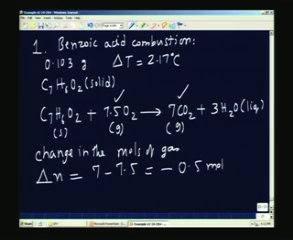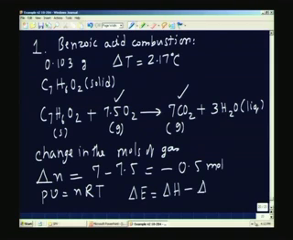So, we can say that if you remember, PV equals nRT. That is the equation of state, and we also know that delta E equals delta H minus delta of PV. Everything else remains constant: R is constant, temperature T remains constant, only n is changing.